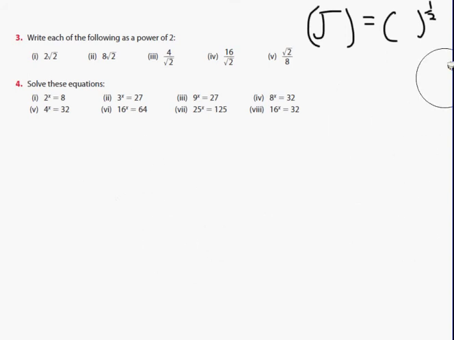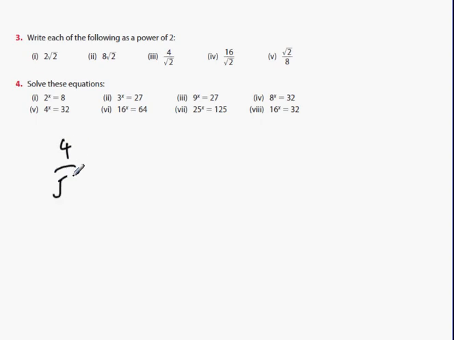Part 3 is done like this. 4 divided by root 2. We need this done as a power of 2. What's 4 in terms of power of 2? 2 to the power of 2. What's root 2? 2 to the power of a half.